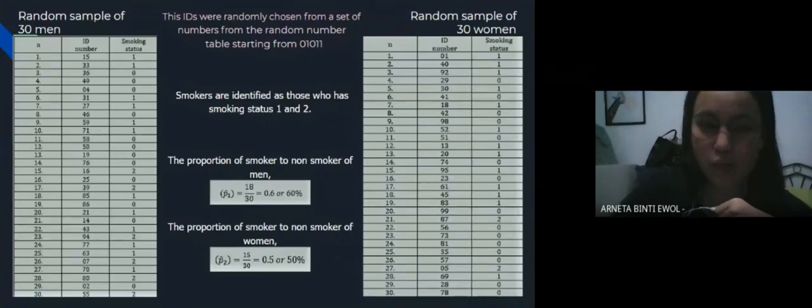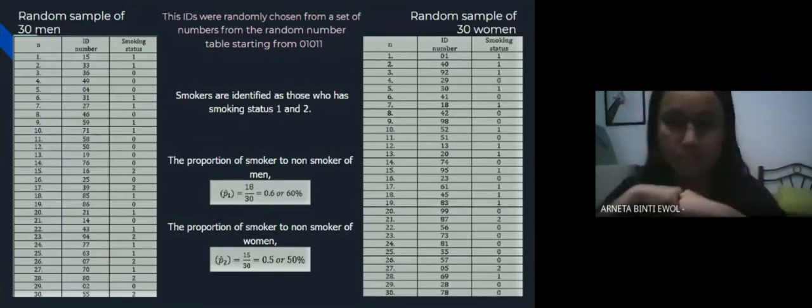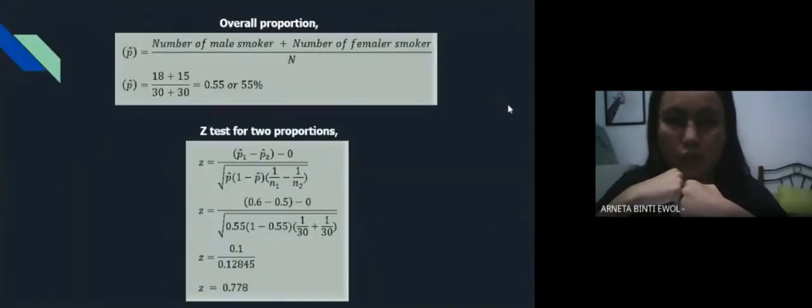These IDs were randomly chosen from the random number tables, starting from 0, 1, 0, 1, 1, and so on. Smokers are identified as those who have smoking status 1 and 2. The proportion of smokers among men is 0.6, and the proportion of smokers among women is 0.5. We calculate the overall proportion using these equations, and we get p equal to 0.55.